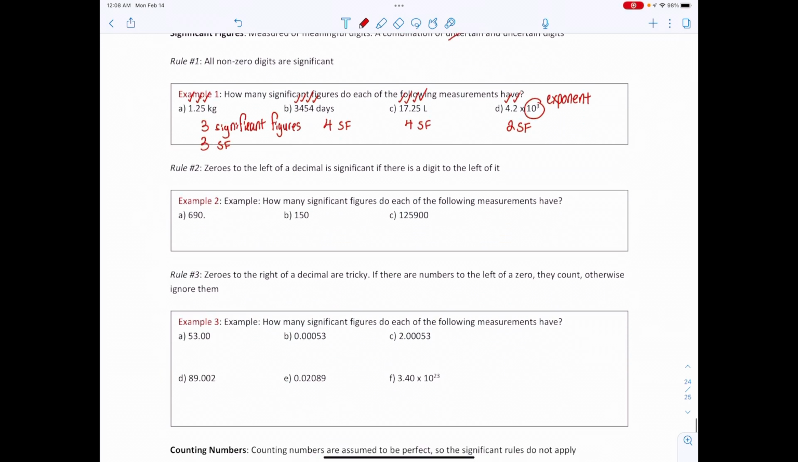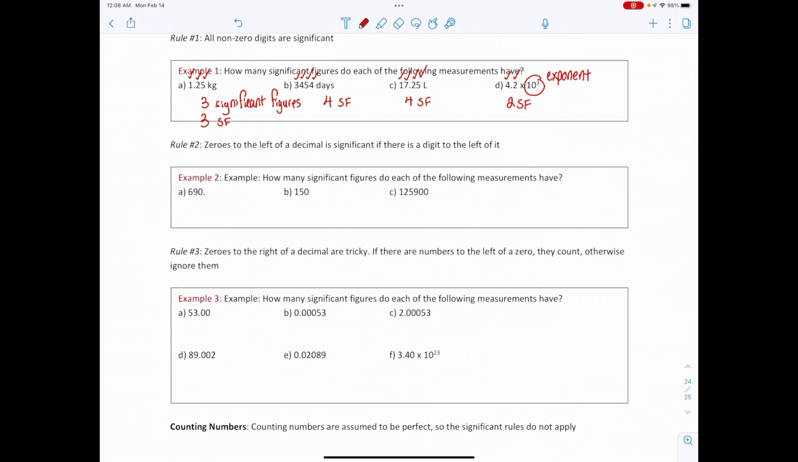The second rule is that zeros to the left of a decimal are significant if there is a digit to the left of it. So, for example, in A, here we have a decimal place. We know that the 6 and the 9 are significant because they're non-zero digits. This 0 here is to the left of that decimal. And at the same time, if you look left of the 0, you see the 9 and then the 6. So this 0 is also significant, which means we have a total of 3 significant figures.